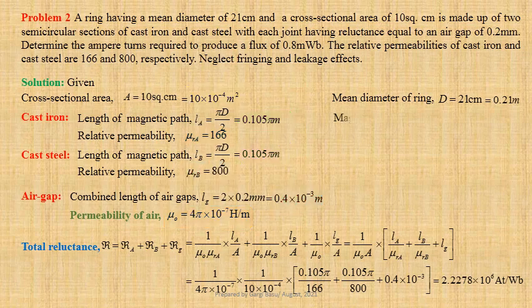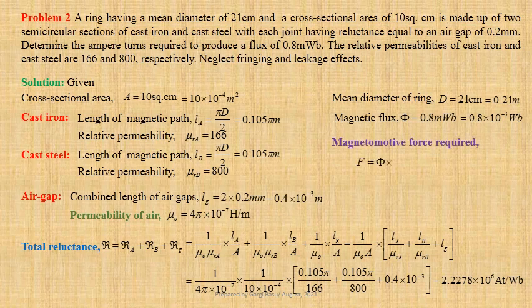Given magnetic flux phi equals 0.8 milliweber, that is equal to 0.8 into 10 to the power minus 3 Weber. Let us now calculate magnetomotive force required. F equals phi into R. Using values we get 0.8 into 10 to the power minus 3 into 2.2278 into 10 to the power 6, that gives us 1782.2 ampere turns.